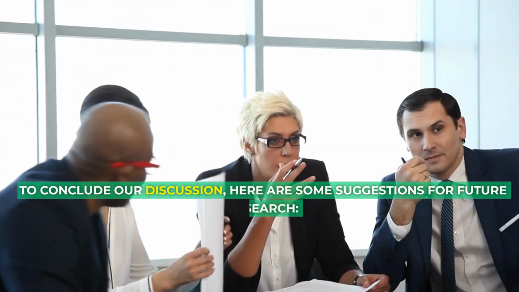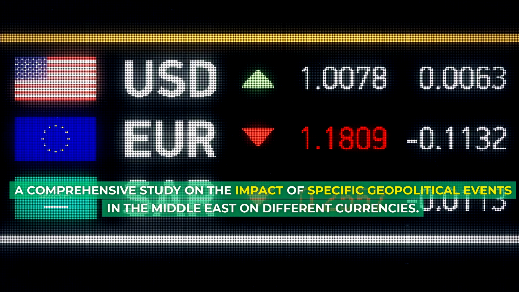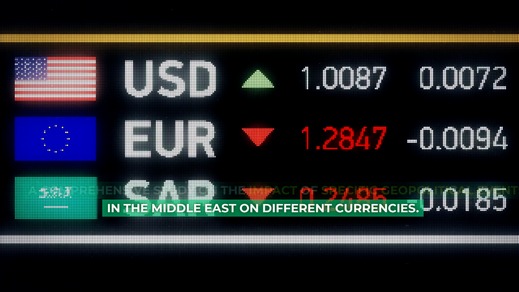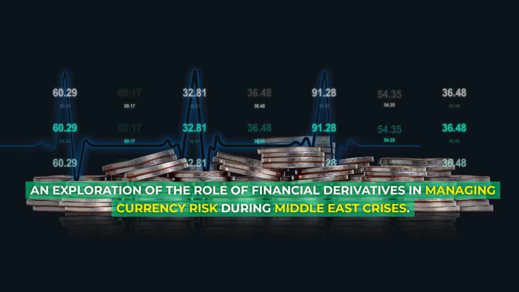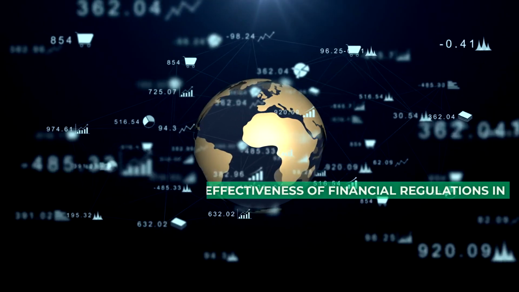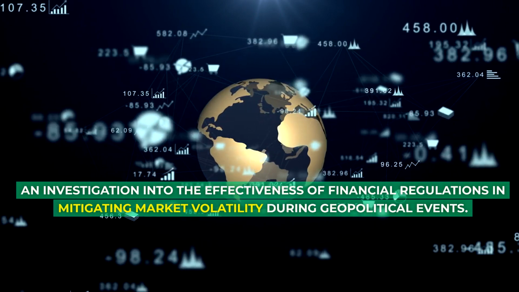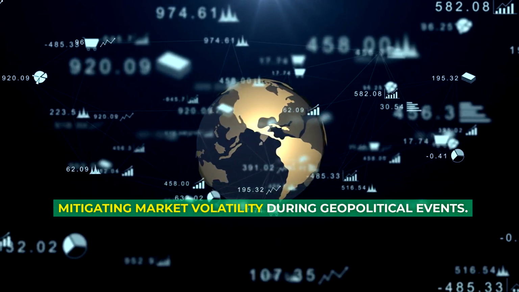Suggestion for future research. To conclude our discussion, here are some suggestions for future research. A comprehensive study on the impact of specific geopolitical events in the Middle East on different currencies. An exploration of the role of financial derivatives in managing currency risk during Middle East crises. An investigation into the effectiveness of financial regulations in mitigating market volatility during geopolitical events.